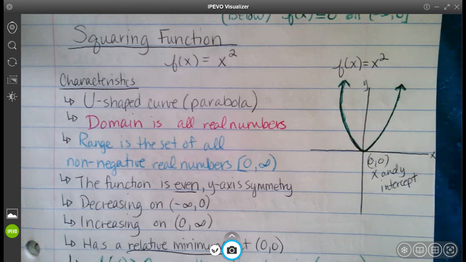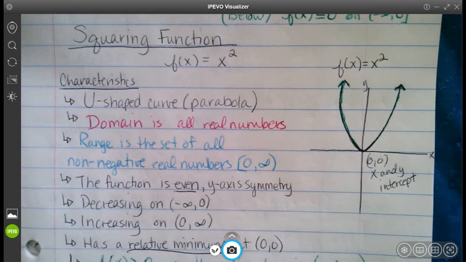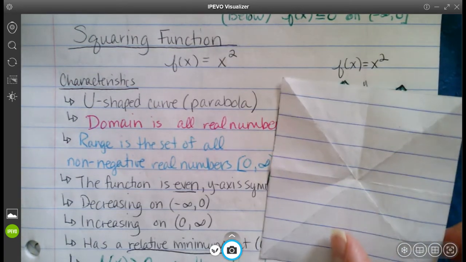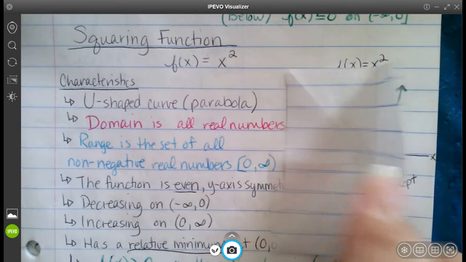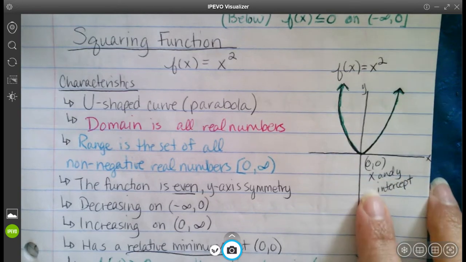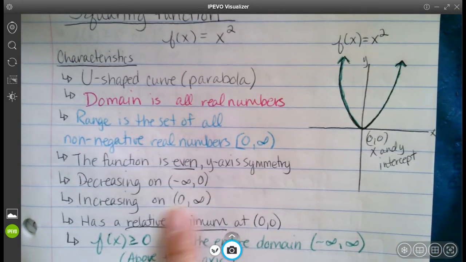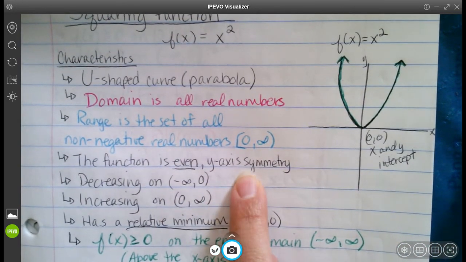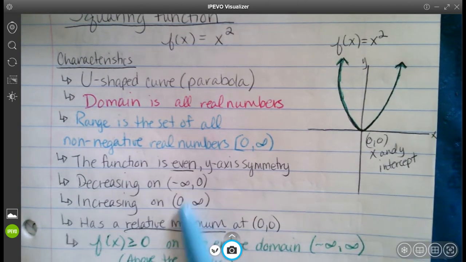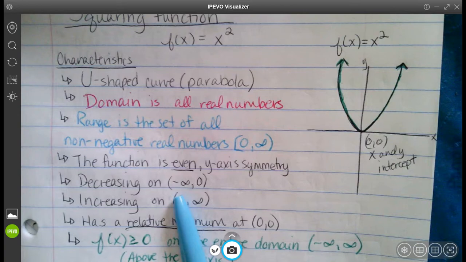This is also considered an even function, which we learned about in the last unit or so, meaning that if you were to fold it in half, so remember this paper from before, if you were to fold this paper this way, they would land on itself, assuming the picture was drawn perfectly, which is also known as y-axis symmetry, okay? The function is decreasing on negative infinity to 0.